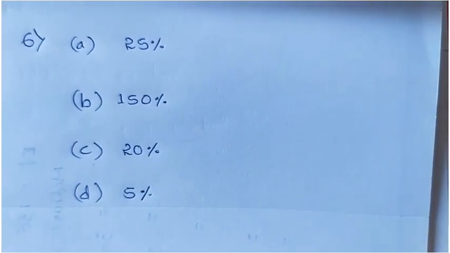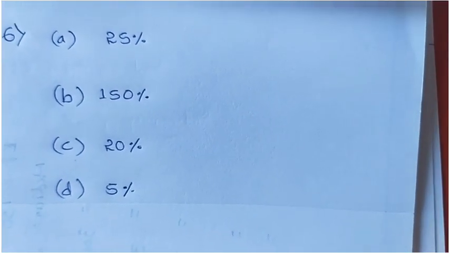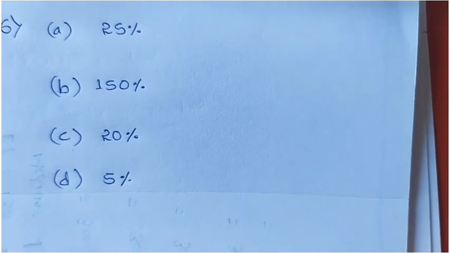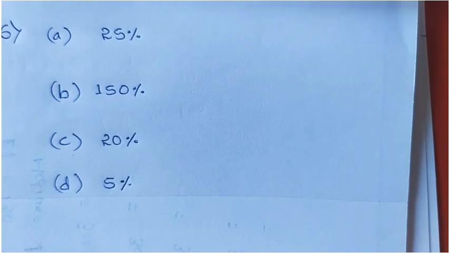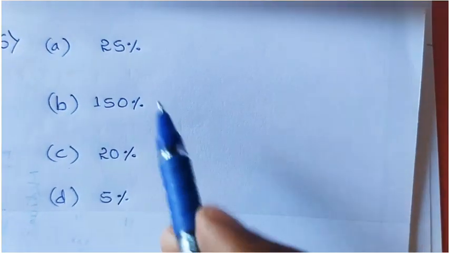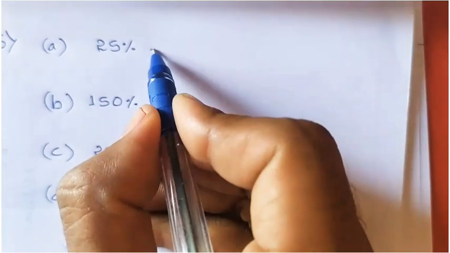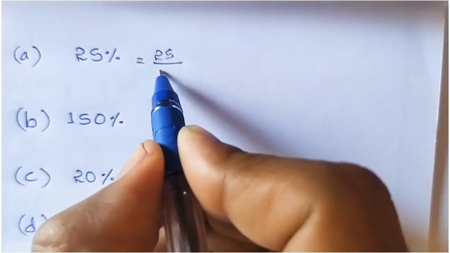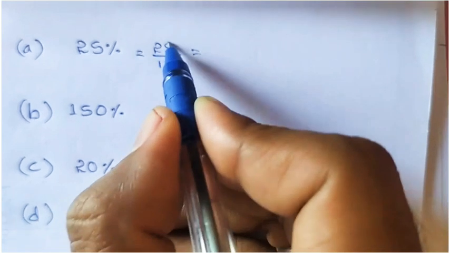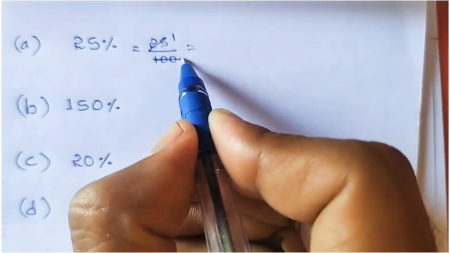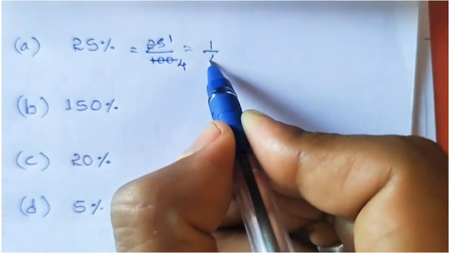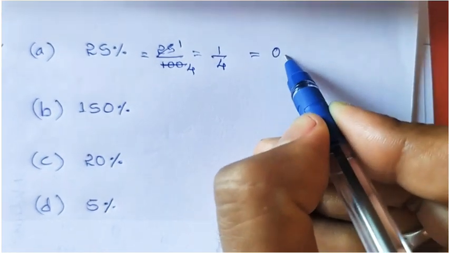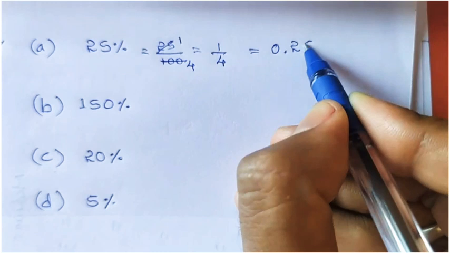In the sixth question, convert the given percent to decimal fractions and also to fractions in the simplest form. Okay, so here 25% is there. So how can we write it? 25 by 100. Okay, so 25 ones are 25, 25 fours are 100. So our fraction will be 1 by 4. We can write it in decimal also, that is 0.25.